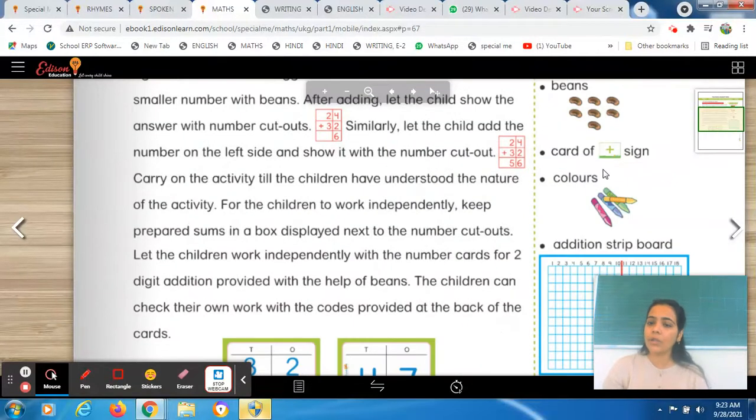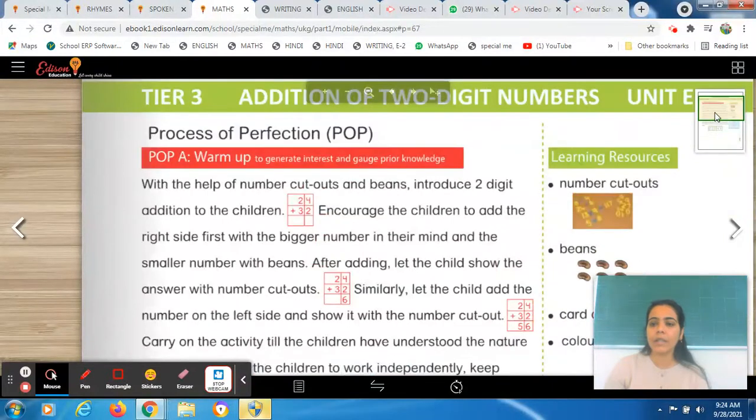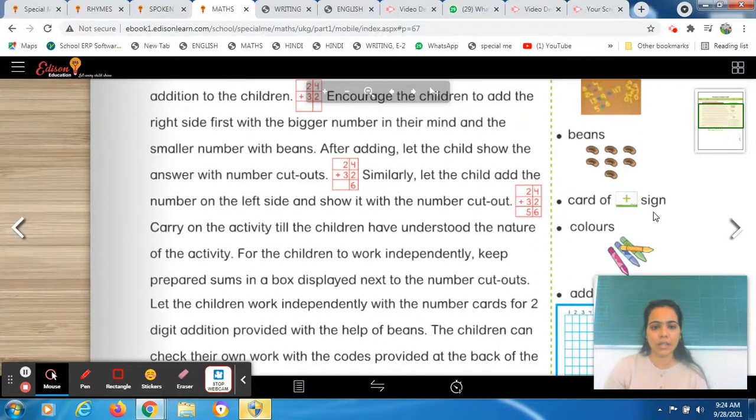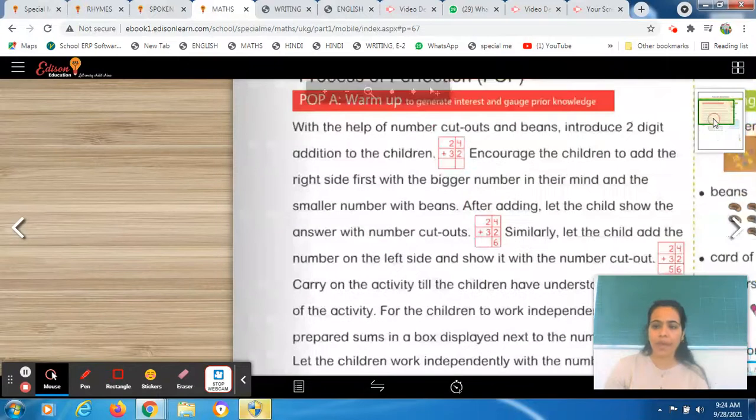Now you can also take colors in place of beans. If you don't have beans, you can also use colors. So that is totally optional. If you want to do it with colors, you can go with colors. If you want beans, you can do it with beans. Okay, so these three things you require. The very first thing is number cutouts, second thing is beans, and the third one is the addition sign. Okay, now I am coming to the activity, how we have to cover this activity.